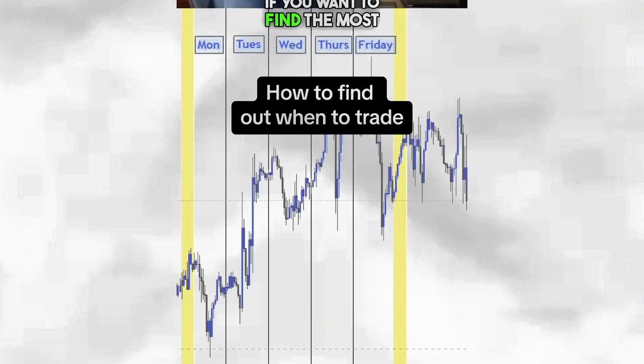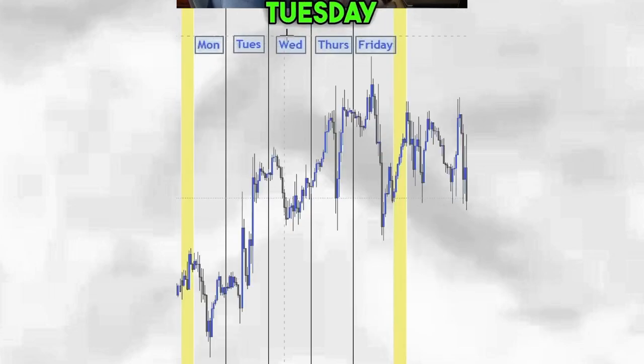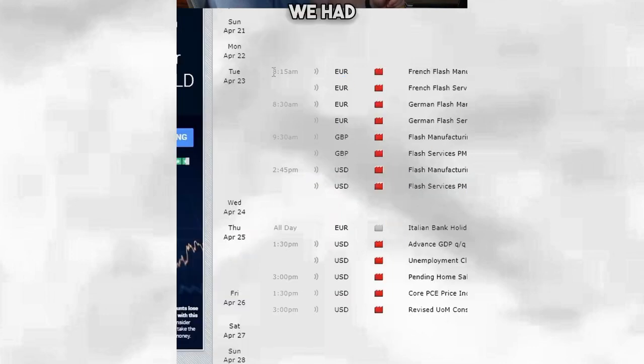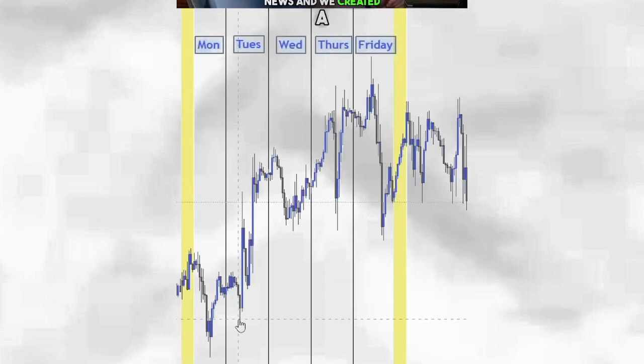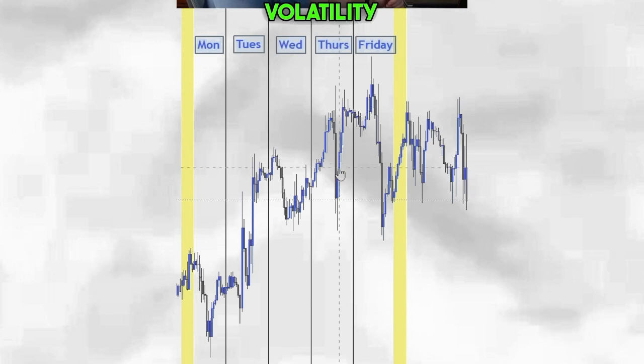If you want to find the most effective trades, you need to use the news as your roadmap for when to take trades. Monday, Tuesday, Wednesday, Thursday, Friday. Monday, there was no news, meaning not a lot of volatility. Tuesday, we had Euro news and USD news, and we created a low and created volatility. We slowed down on Wednesday when we had no impact news. Thursday, we created volatility in the market.